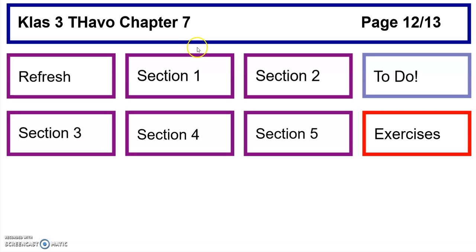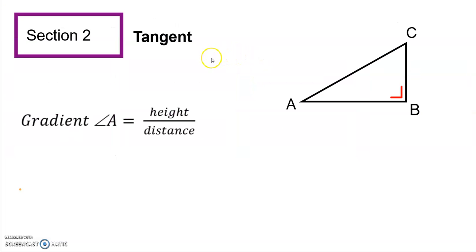So, in this video I'm going to explain to you section 2 of chapter 7. Section 2 is about tangent, and I'm going to tell you what we mean by tangent. In section 1 we saw this formula. The gradient of angle A can be calculated by height divided by distance. But instead of gradient of angle A, you can also say tangent of angle A is equal to height divided by distance. So it's just another word.